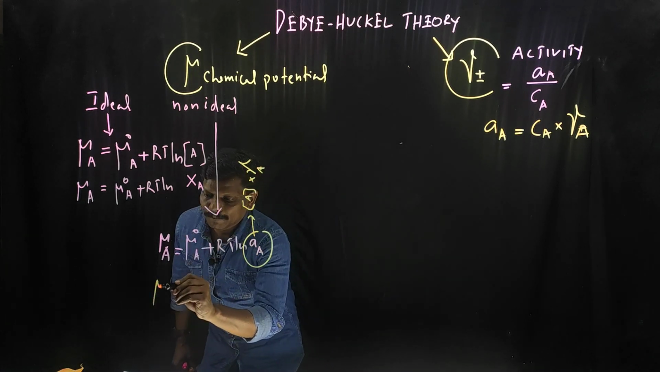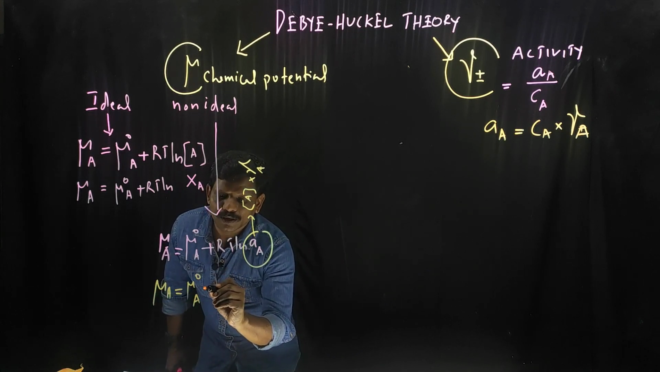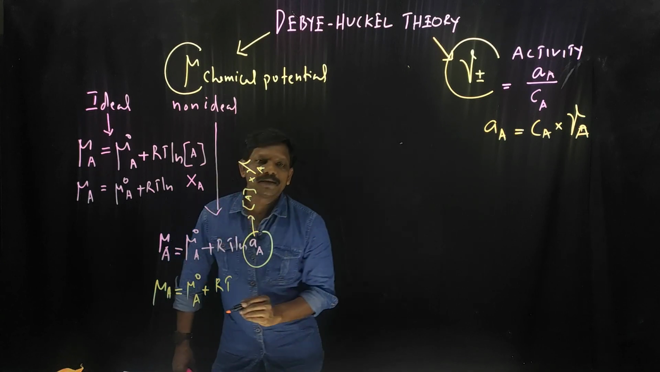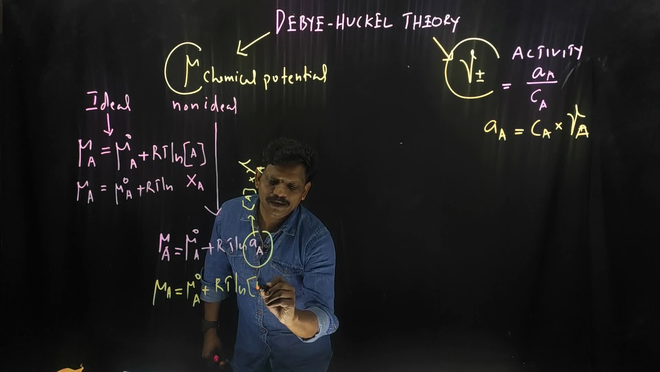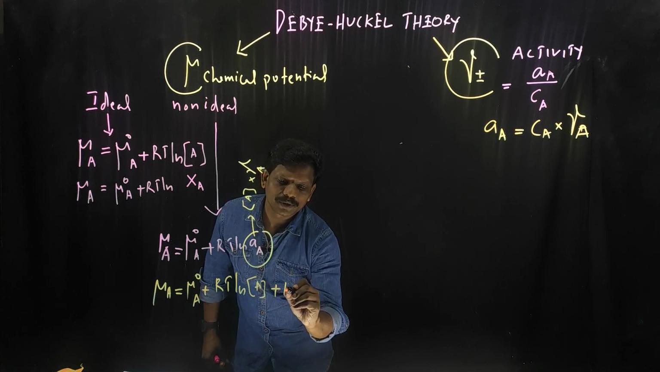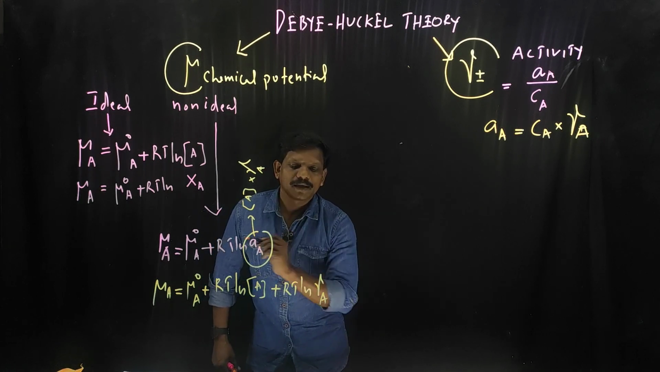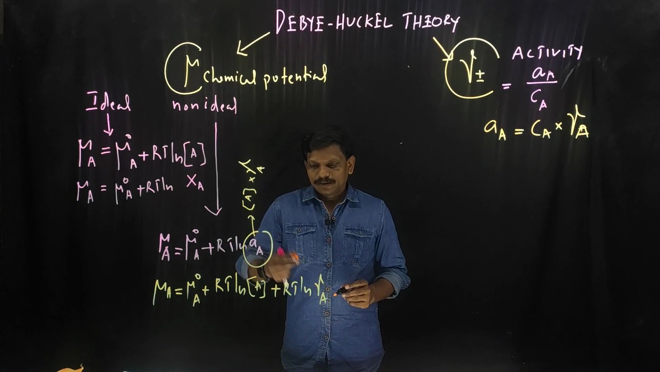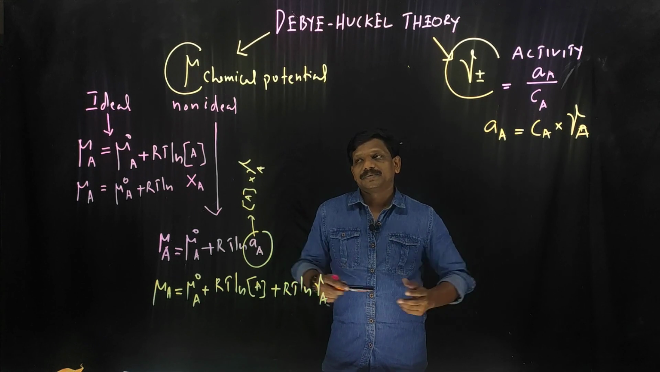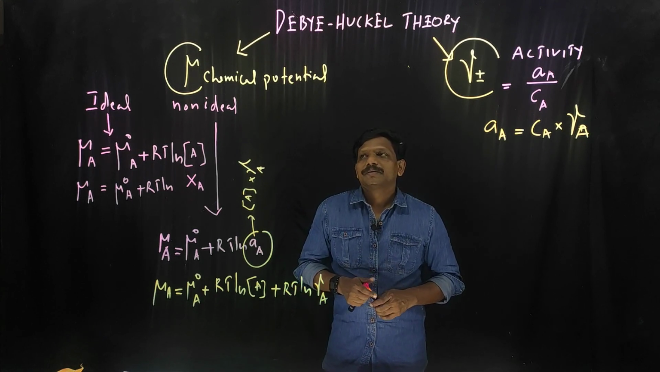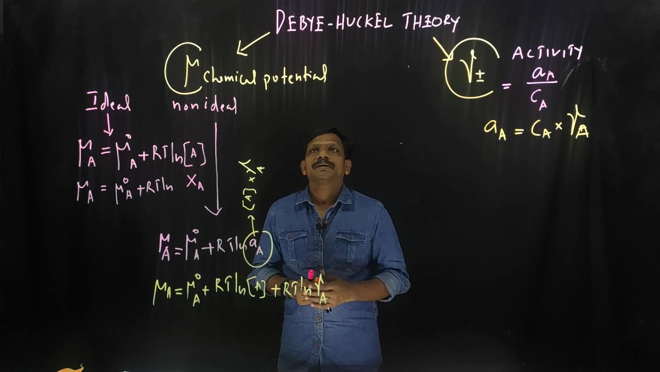So our equation will become mu A is equal to mu 0 A plus RT ln A, okay, correct, RT ln A plus RT ln gamma A. So this is the situation when you are going to non-ideal systems. Okay, so that is a very important concept when you talk about Debye Huckel theory.